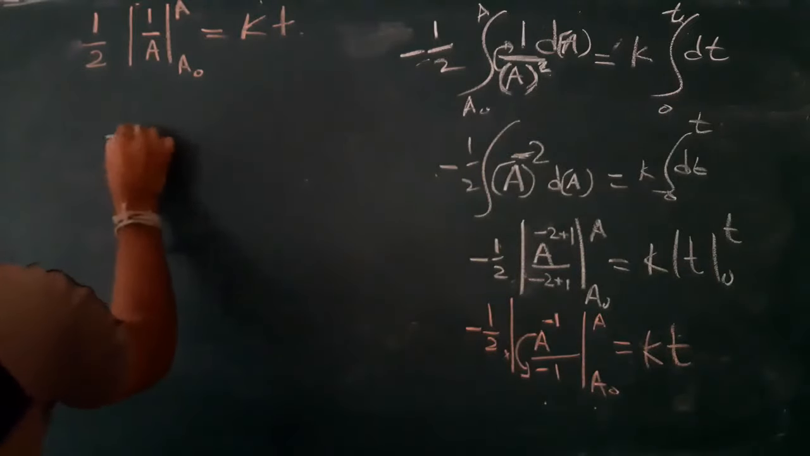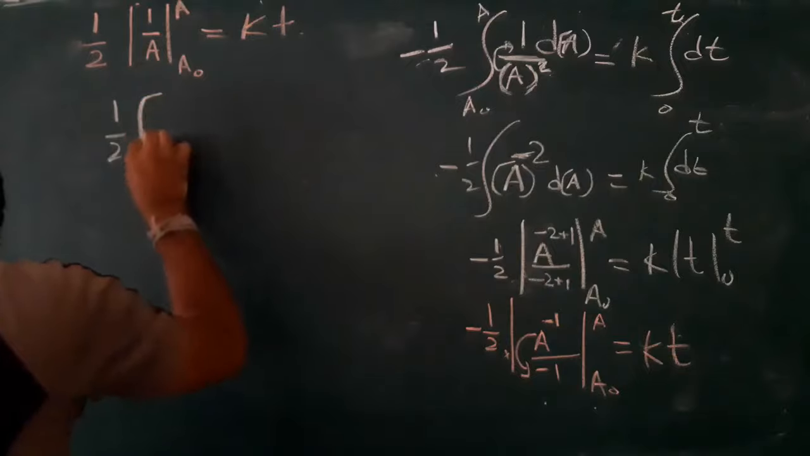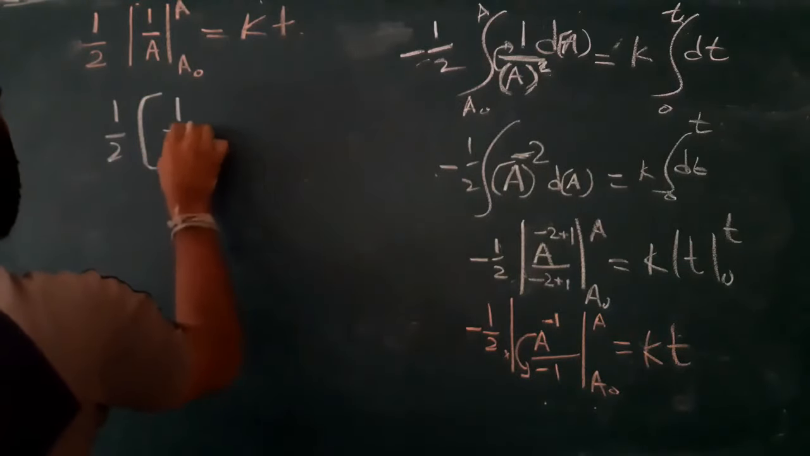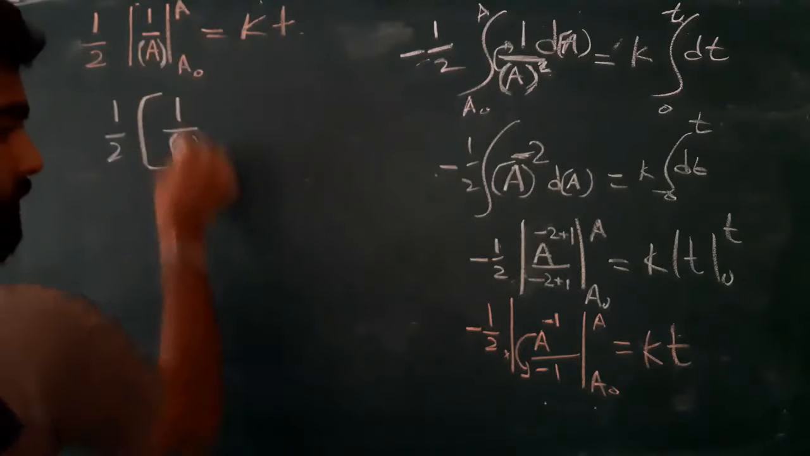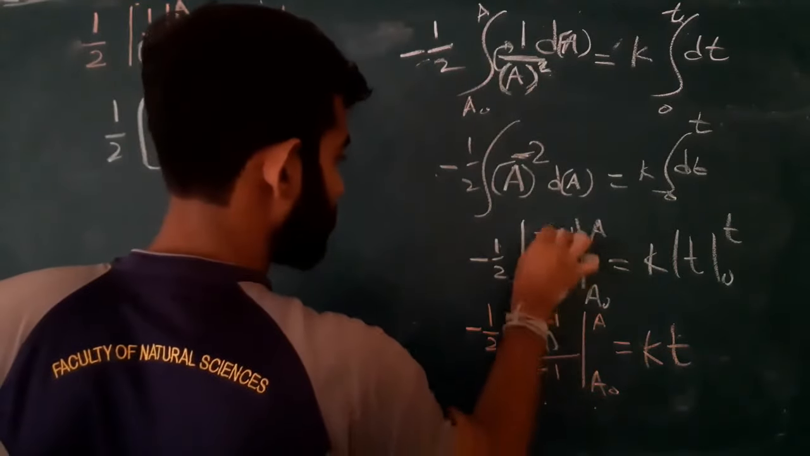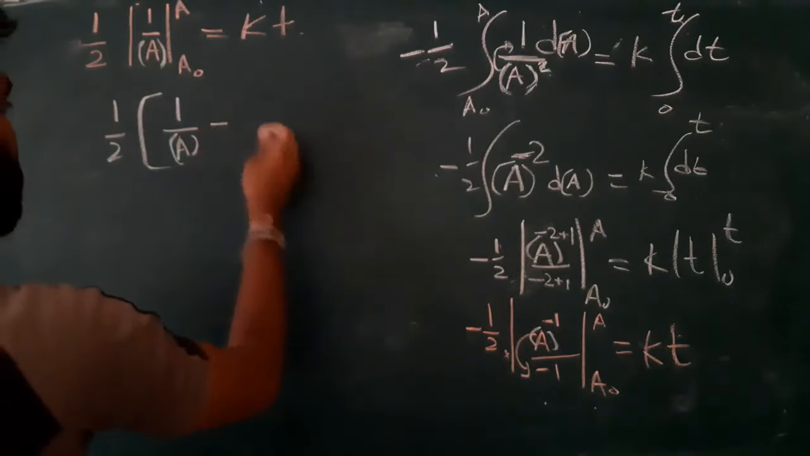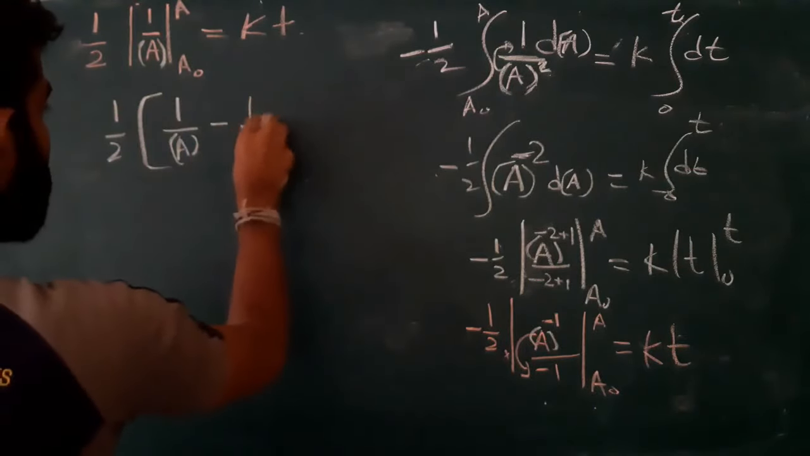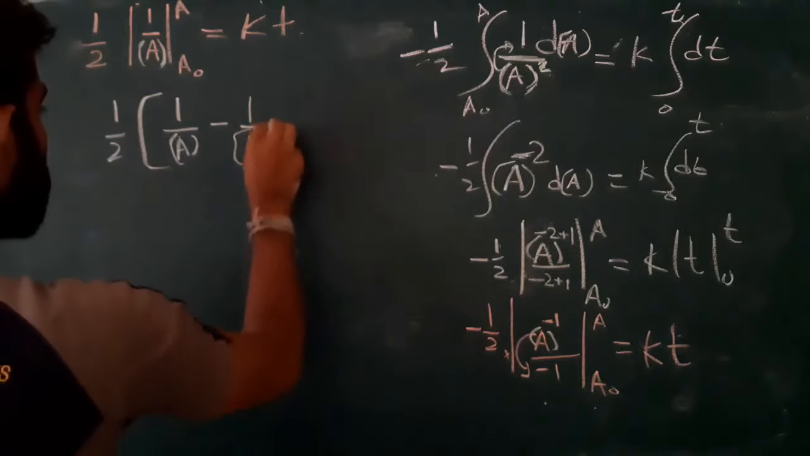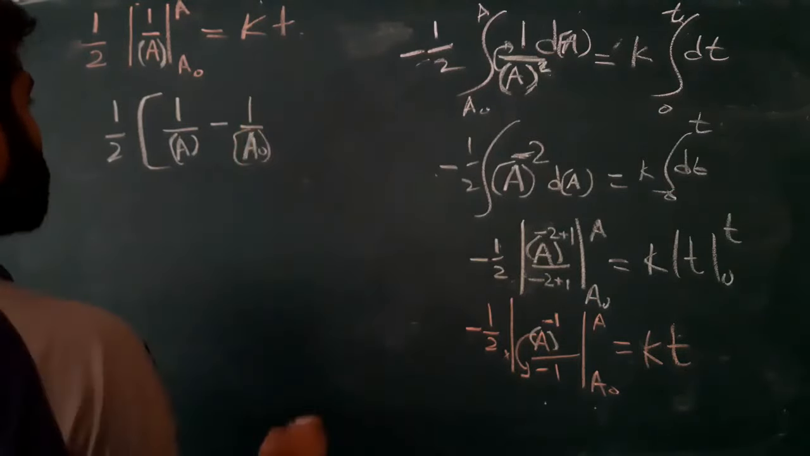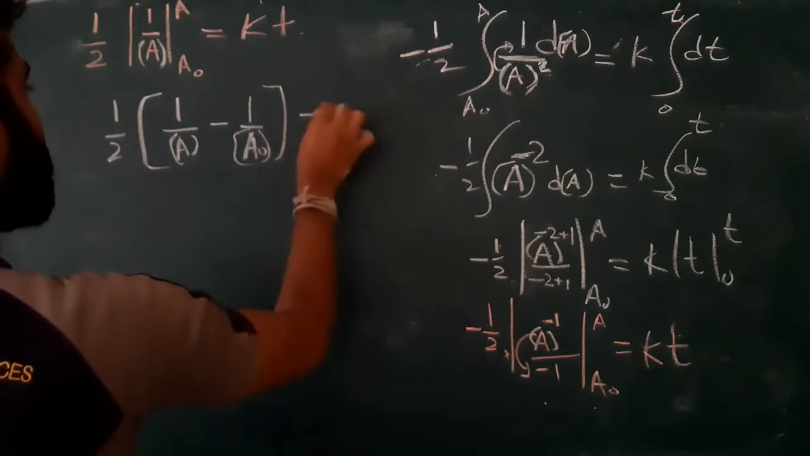Here half within brackets 1 over a, here concentrations, 1 over a minus lower limits 1 over a naught, equal kt.